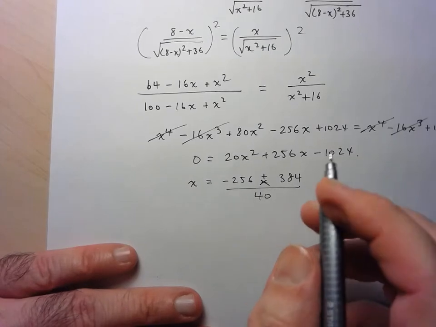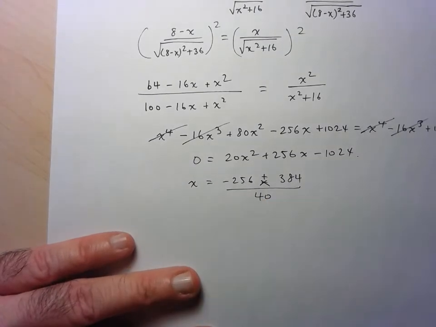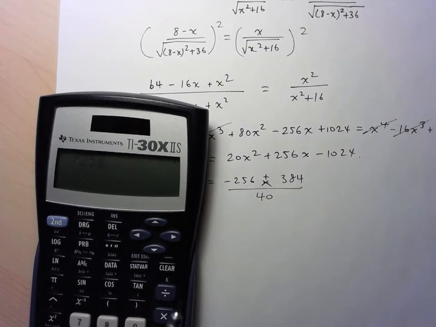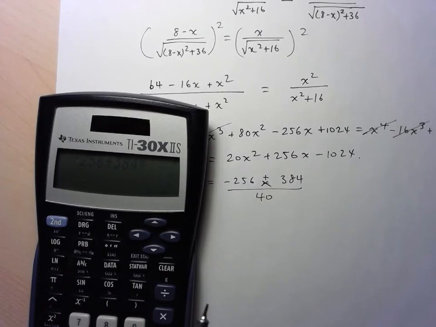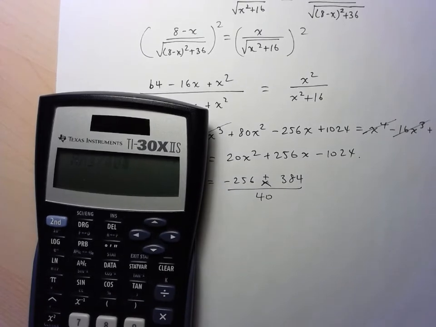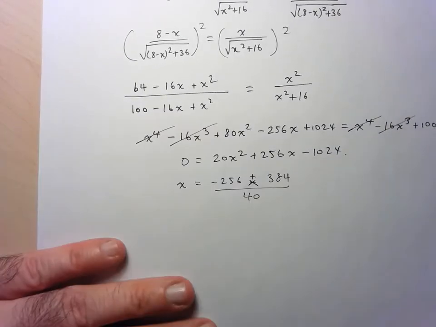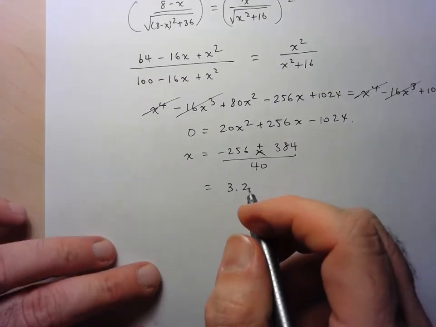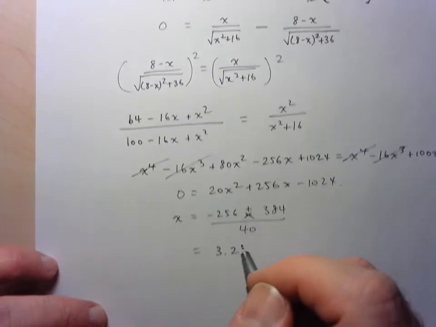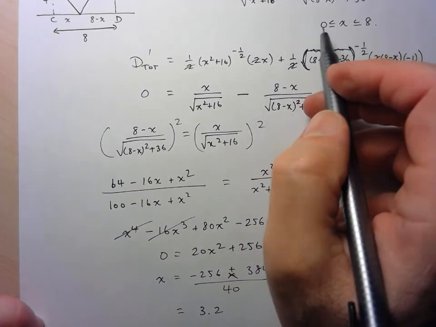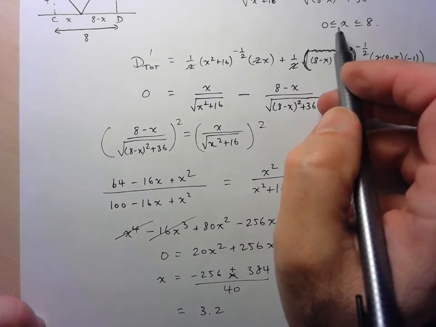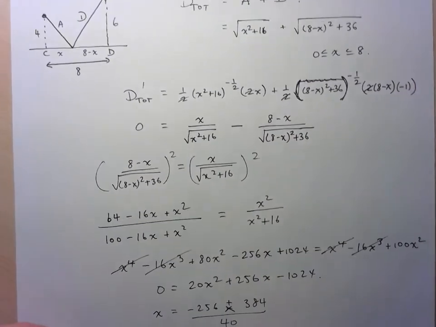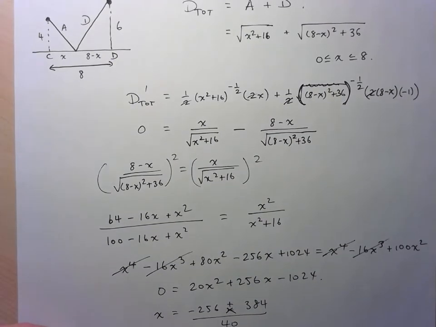Okay, and so here, what do we have? I got to calculate that. So we have negative 256 plus 384 divided by 40. 3.2, and so it looks like that's 3.2. We got to make sure that this is indeed a minimum, or we have to check all terms here. So I think that's what I'll do here. So we're going to check d total. We need to make it the smallest.